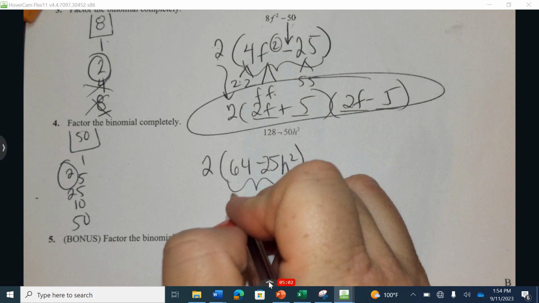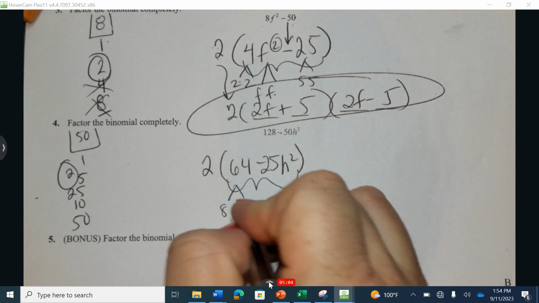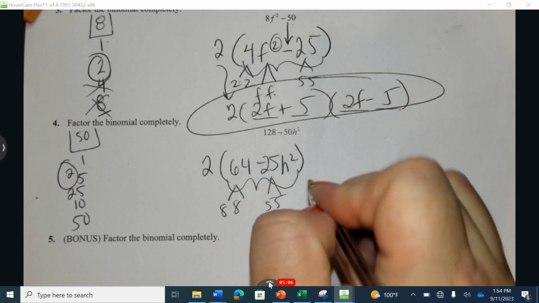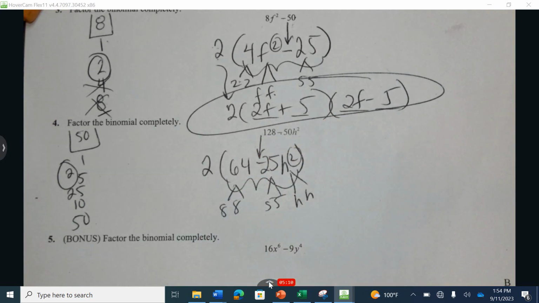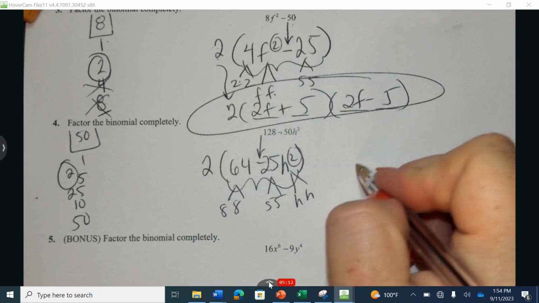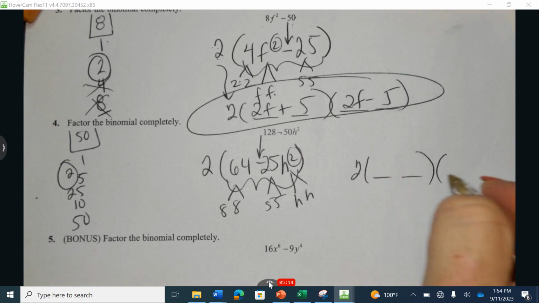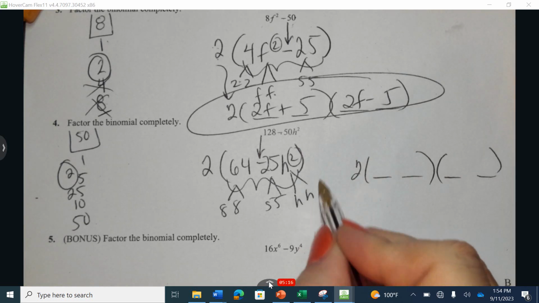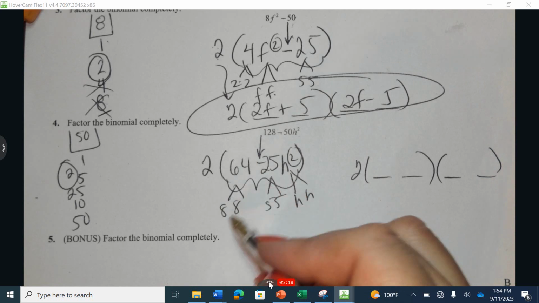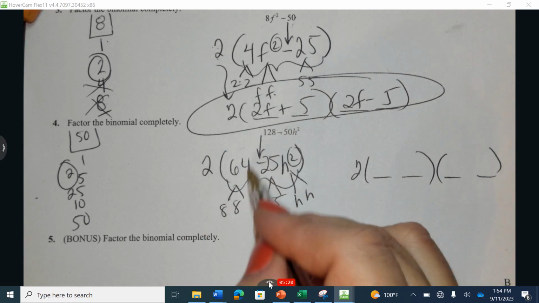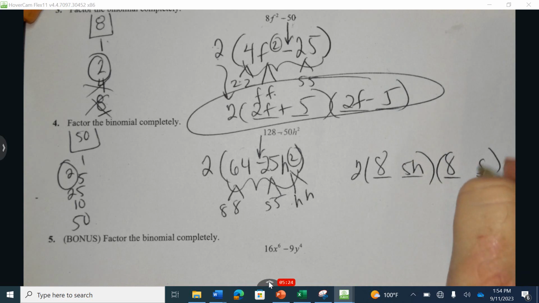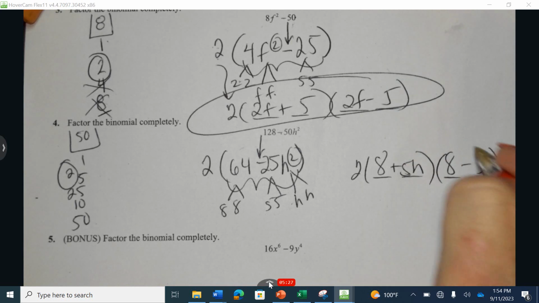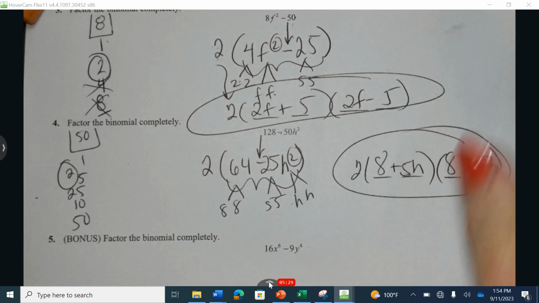And now 64 and 25 are both on the list. This breaks into 8 times 8 and 5 times 5, and 8 times 8 because that's divisible by 2. Now, what is a common mistake I often see with this problem? I often see students taking the variables and putting them in front. The only thing in front in this expression is the 8. And back will be the 5h and 5h. One's positive, one's negative. This problem is done.